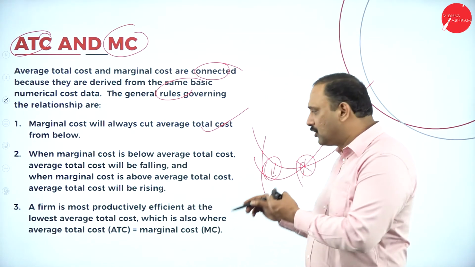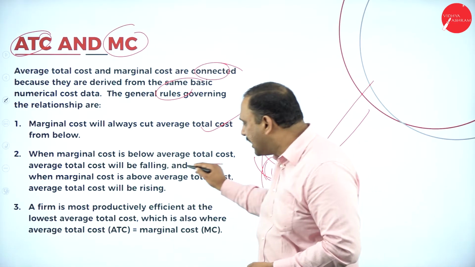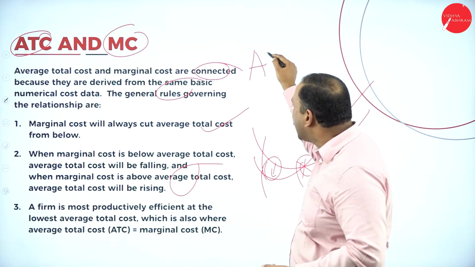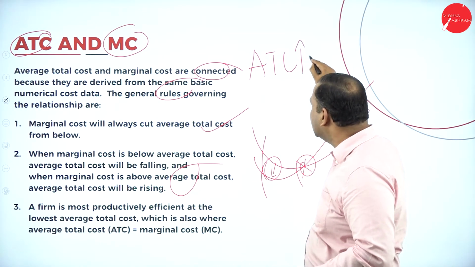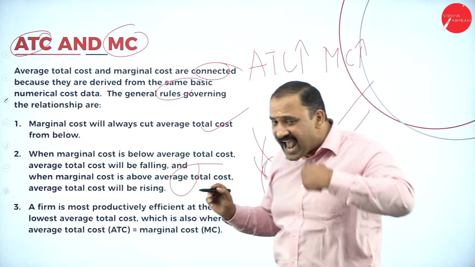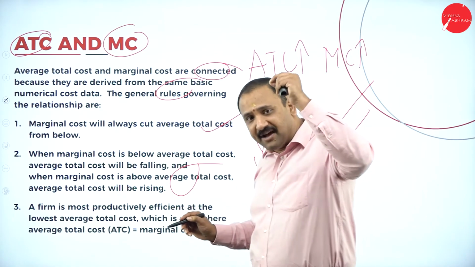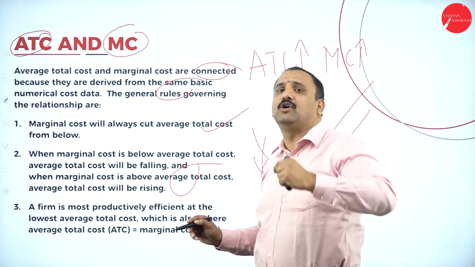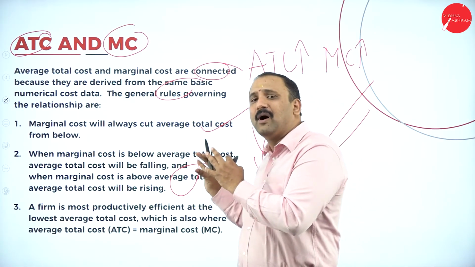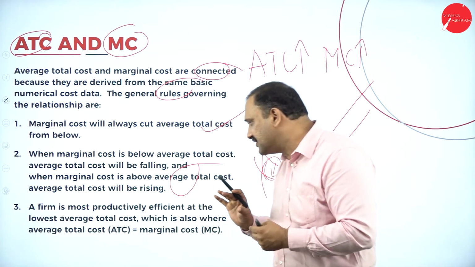Why? Because marginal cost is also falling, and when it's above, the total cost will also increase. So they are directly related. As the average total cost increases, the marginal cost will also tend to increase, and vice versa. When average total cost decreases, marginal cost will also decrease. So that is where exactly we are trying to understand the relationship factors here.